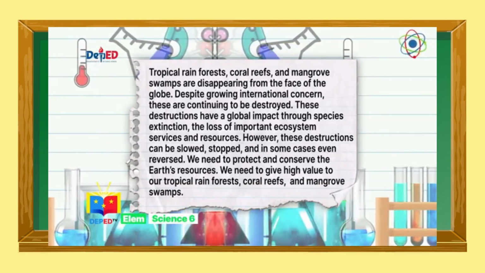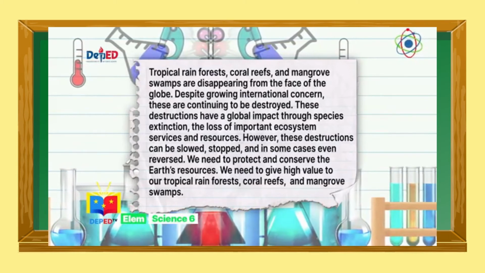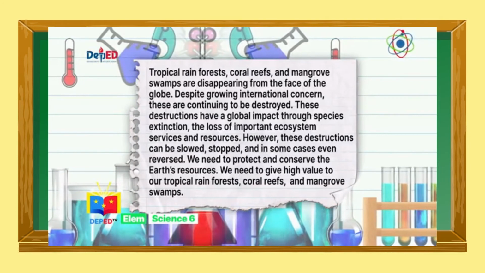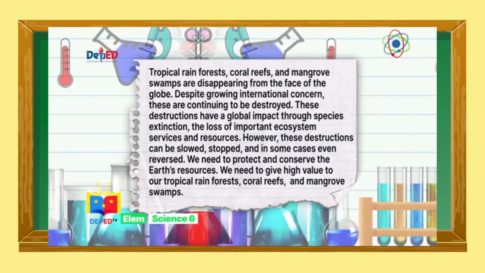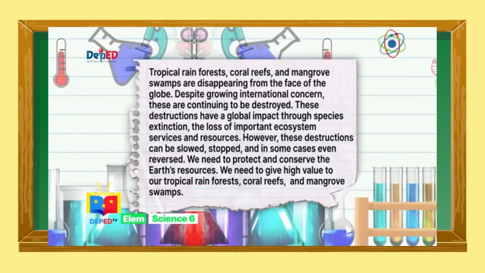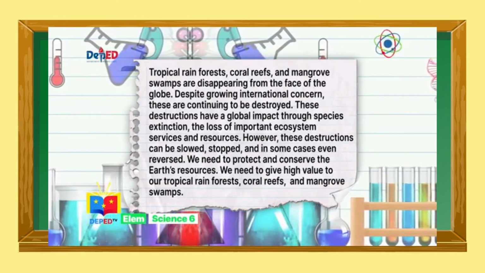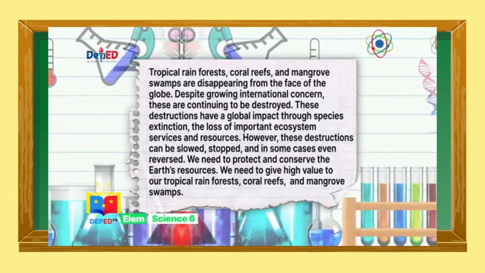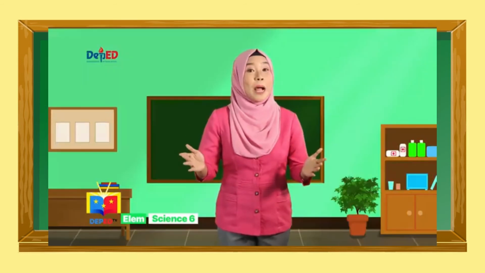However, these destructions can be slowed, stopped, and in some cases even reversed. We need to protect and conserve the Earth's resources. We need to give high value to our tropical rainforests, coral reefs, and mangrove swamps. Here are some ways to protect and conserve these natural resources.